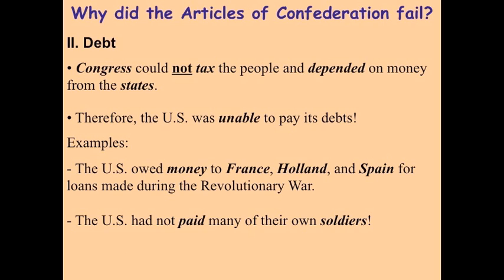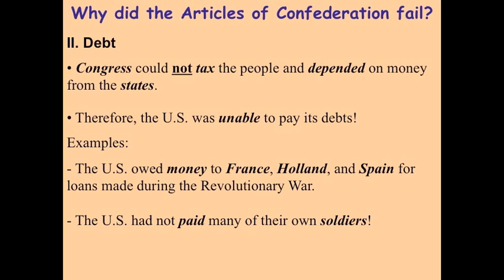Reason number 2 why the Articles of Confederation fail is debt. After the French and Indian War, the British government was in debt and they started taxing the colonists. And the colonists started freaking out, not because they were being taxed, but because they weren't being represented in their government, in the British Parliament.